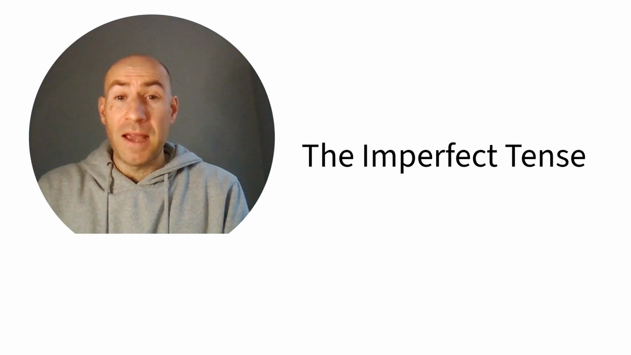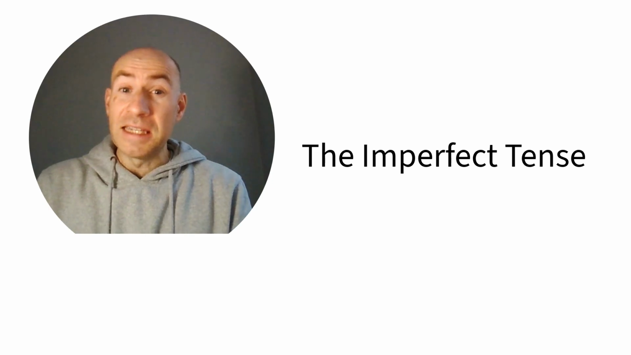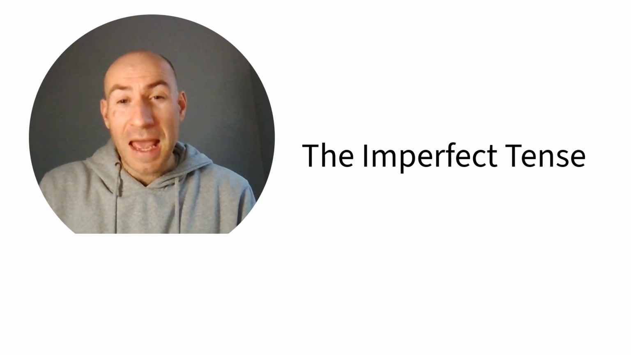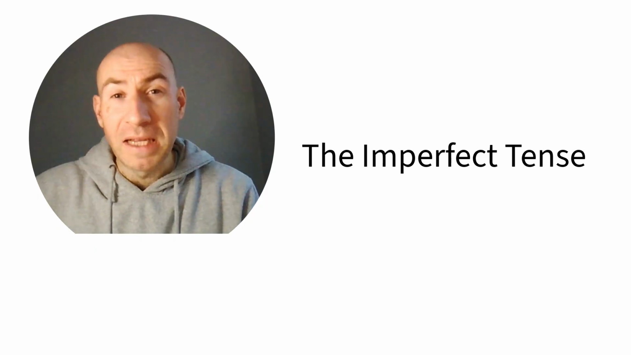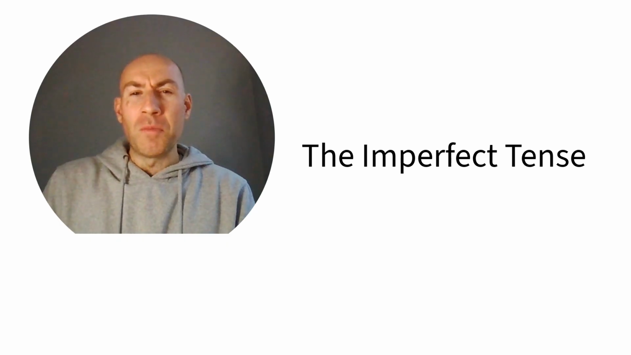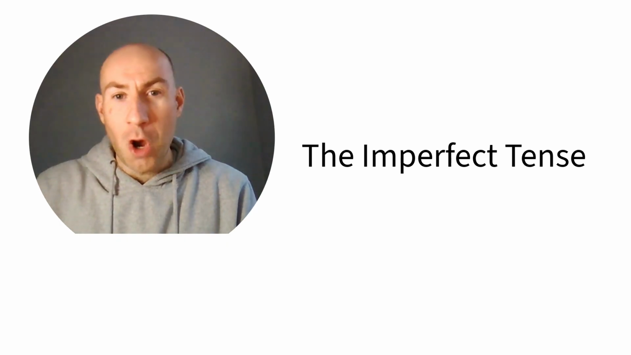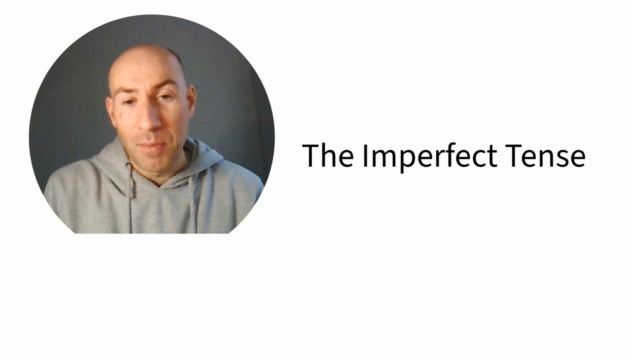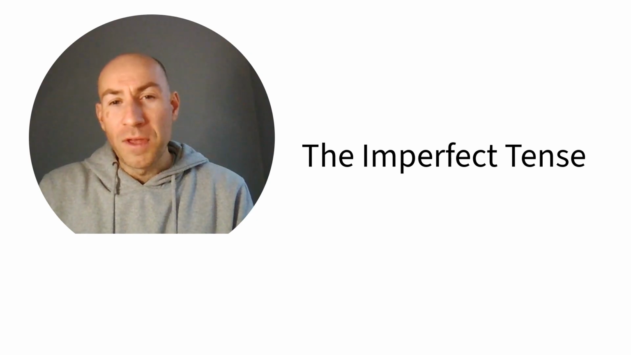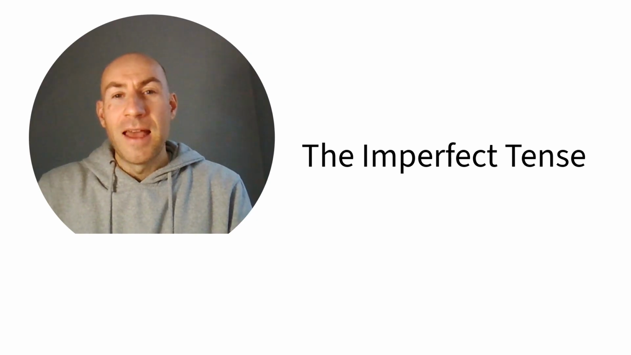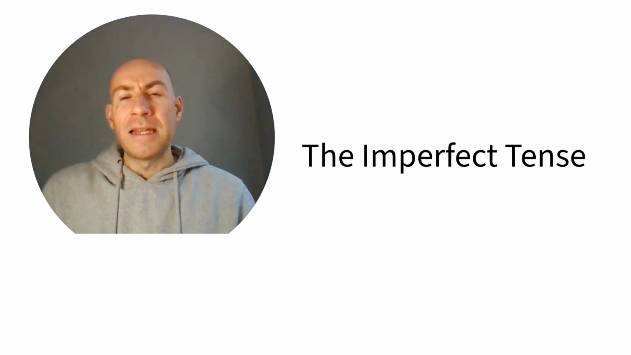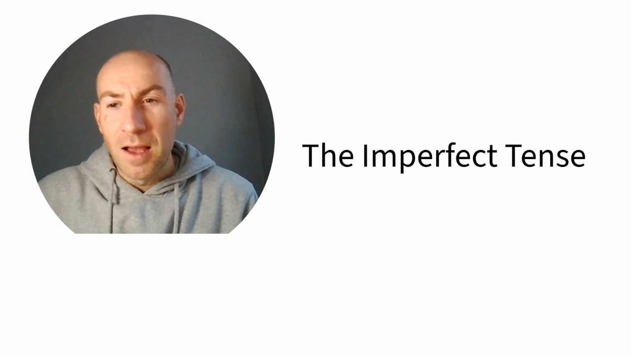The imperfect tense, it's still past, but it's not looking at the action as a one-off completed event, but more something that was either ongoing or that used to happen. So we'll explore this a little bit in this video and the following videos. So a couple of examples then in English with the imperfect.